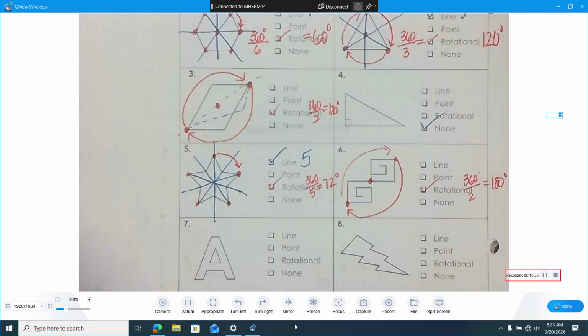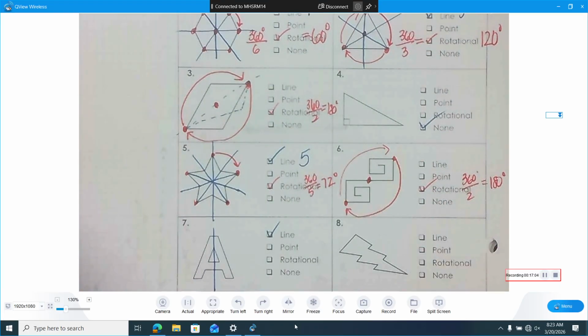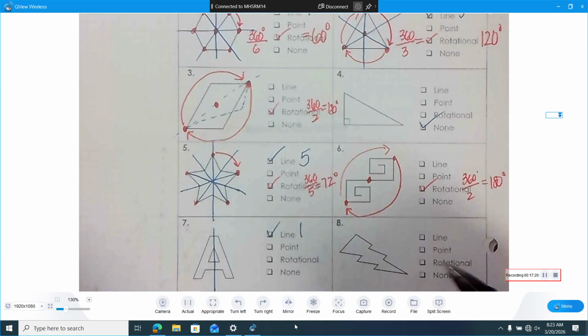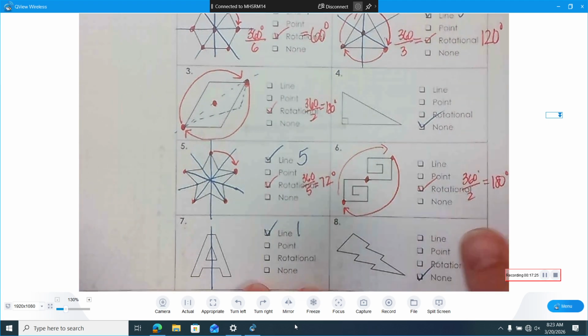What about number 7? What's it got? Line symmetry. Yeah, they're right down the middle. It does have line symmetry. Any other lines of symmetry or just the one? Just the one. Yeah, that's it. That's all it's got. What about number 8? Does it have any symmetry? Nada. No, nothing. Okay. Turn the page.